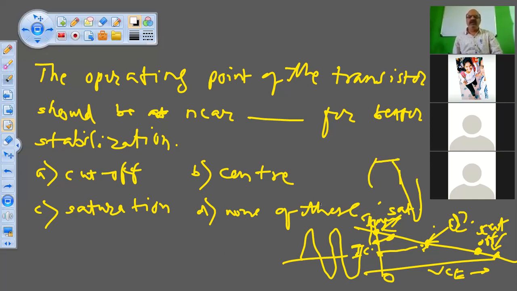So in this way we can say that the operating point of the transistor should be near the center for better stabilization. That is the reasoning.